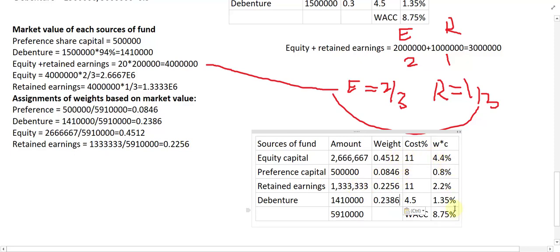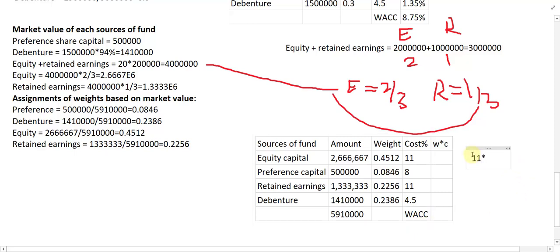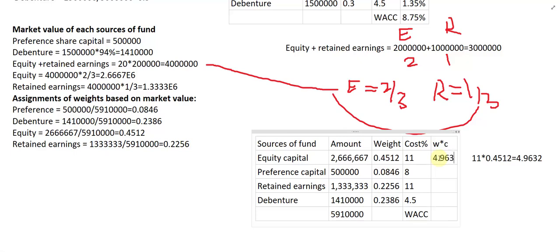Now you can multiply these two rates. You get the weighted average cost of capital. Multiply these two, multiply this, this, this, and so on. How can we multiply? Simply, you can multiply here, right? L1 multiplied by 0.4512. If you press the equal sign, you get some value. What is the value? The value is 4.9632. And of course, that is a percentage.